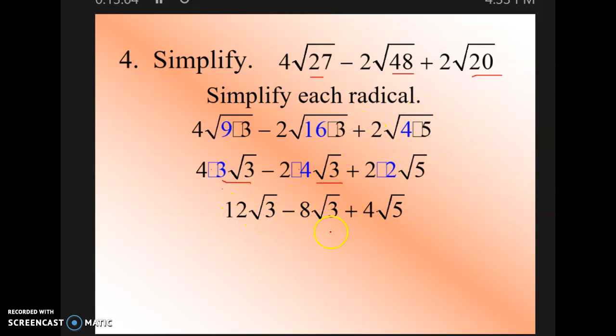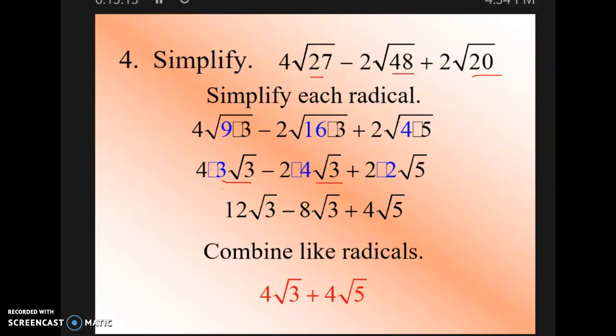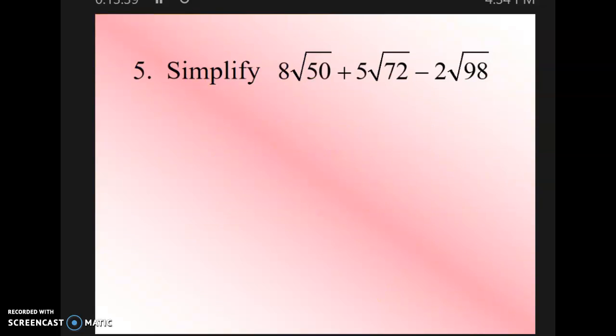Then this 2 times 2 combines to get 4 square root 5. So now we can combine like radicals. We have 12 square root 3 minus 8 square root 3, and we get 4 because 12 minus 8 gives me this 4. And then the square root 3 comes down. And this 4 square root 5 is just tacked onto the end, plus 4 square root 5. Remember, we can't combine these because they are not like radicals. This is the final answer. All right, let's look at another example.